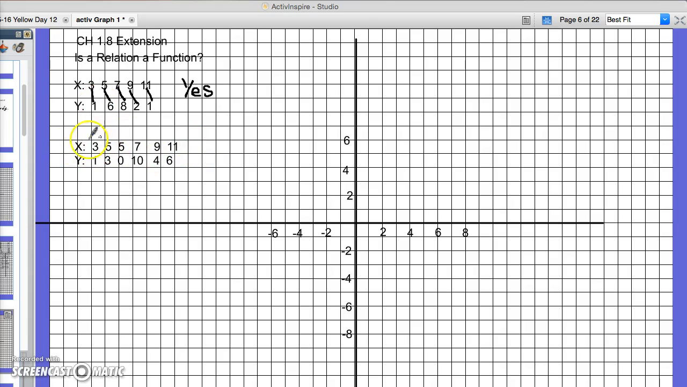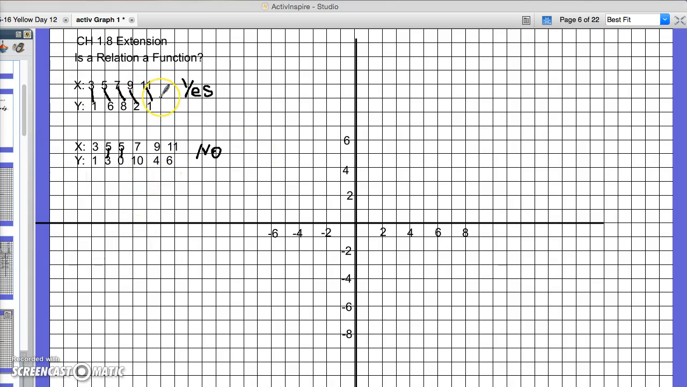If I look at this other one down here, we'll notice that 5 is written twice. There are still only 3, 5, 7, 9, and 11 as the elements of the domain. 5 is written twice because if you put in a 5, you don't know if you're going to get out a 3 or a 0. That means that for the element 5, there are 2 possible elements of the range. So this is not a function.